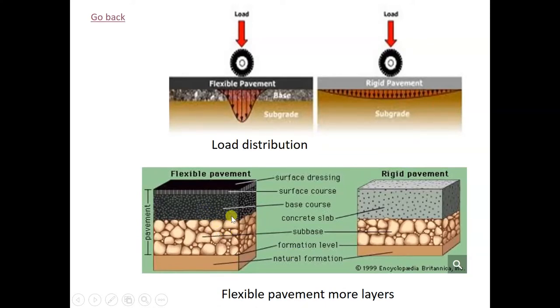On the left hand side, the flexible pavement consists of the surface course, followed by the base course and sub base, and then the natural formation, the subgrade. On the right hand side, the top layer is the concrete slab, followed by sub base, and then at the bottom is the formation level or the subgrade.